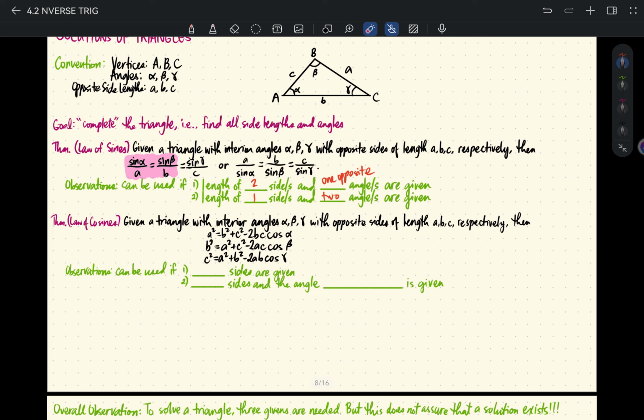Let's try and draw some observations. Let's look at this one right here.